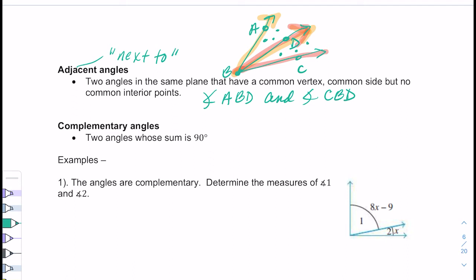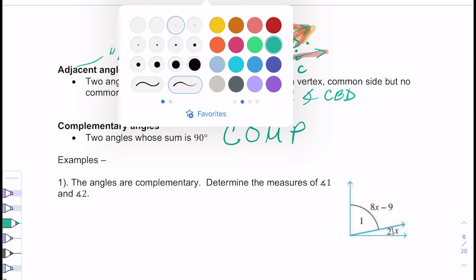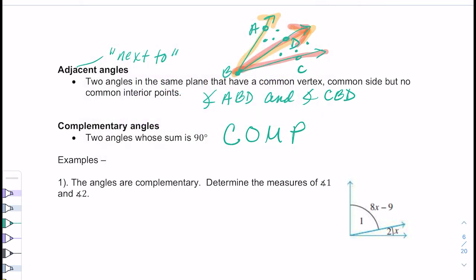Next, we've got complementary angles, and they're two angles whose sum is 90. I can show you a way to remember complementary. If you write out COMP, I'm going to magically change this C into a 9, and the O is already a 0. So just remember that complementary angles are 90 degrees.